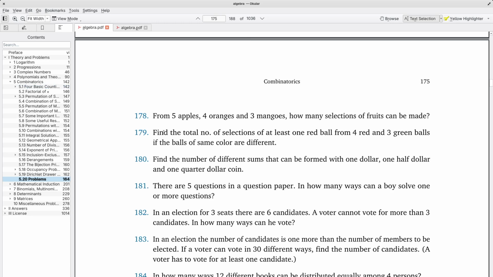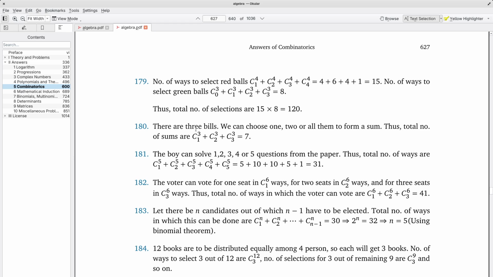Question 179 says that find the total number of selections of at least 1 red ball from 4 red and 3 green balls if the balls of same color are different. So in this case, what we can do is we can pick 1 red ball, 2 red balls, 3 or 4 red balls. So total number of ways would be 4C1 plus 4C2 plus 4C3 plus 4C4. That is 15. Number of ways of selecting green balls would be 3C0 plus 3C1 plus 3C2 plus 3C3, that is 8. The total number of selections is 15 multiplied by 8, that is 120.